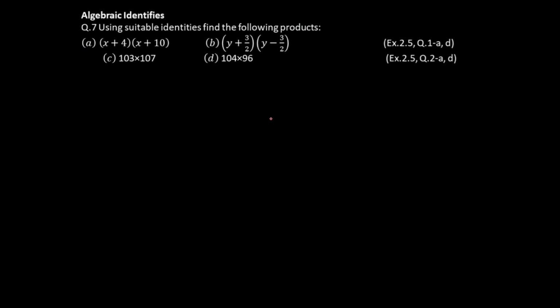Next we have some algebraic identities. We have to use these identities. If you remember, we discussed 11 identities in one of my videos. Based on those identities, I am going to solve these four parts. So the first part is totally based on this identity. What was the identity? x plus a times x plus b is equal to x square plus a plus b times x plus ab.